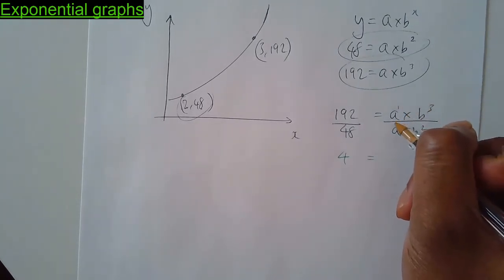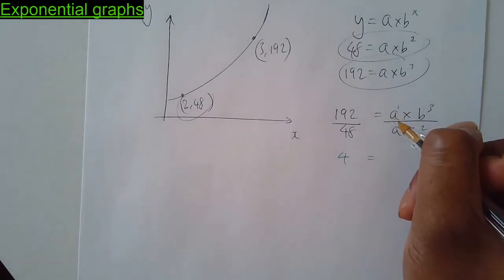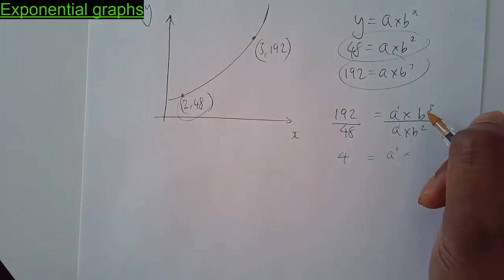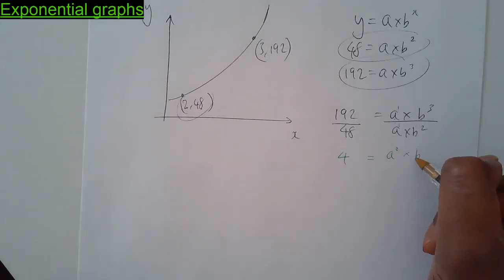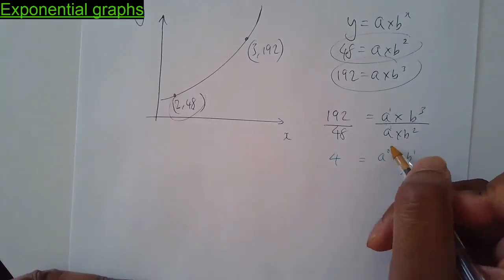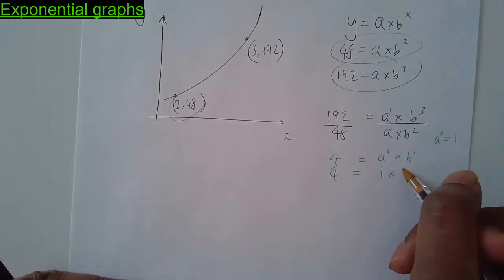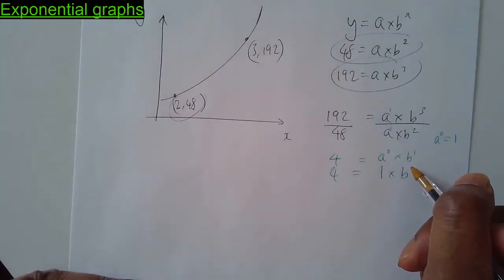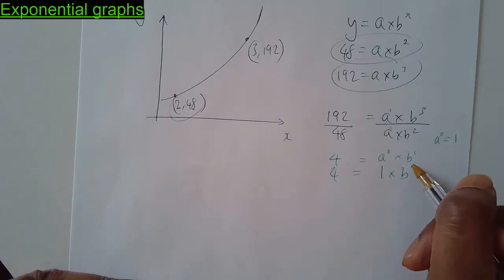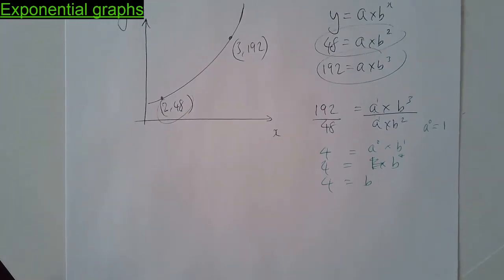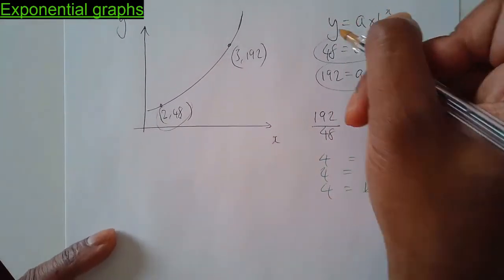When the base is the same and we're dividing, what do we do with the indices? You take away. 1 take away 1 is 0. So you get a to the power of 0. Right, same thing here. When the base is the same and you're dividing, what you do with indices? You take away. There you go. But we know anything to the power of 0 is just 1. So that's just 1 times b to the power of 1. But you don't need to put the 1 there. So you can take that 1 away. So b is equal to 4. So we found one of the letters.